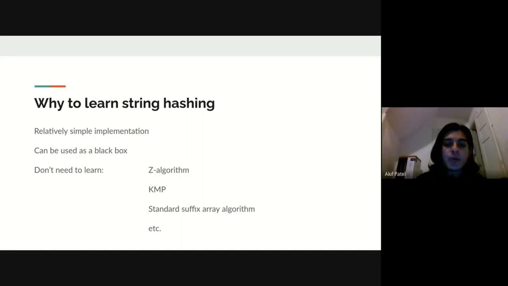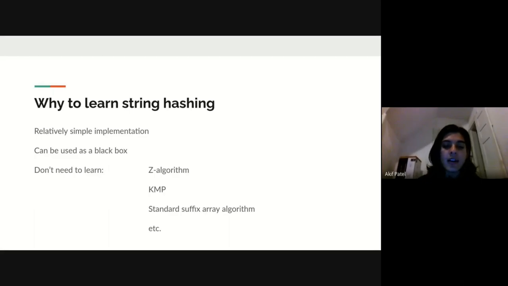So why do we care about this problem? Why is it interesting to us? So first of all, it has a really simple implementation. The ideas are pretty simple, and the implementation, I think, is even simpler than that. It's really neat. And once you've implemented it, you can basically use it as a black box. You just get to call this function, and it tells you the hash of a substring, which we'll see in a second.